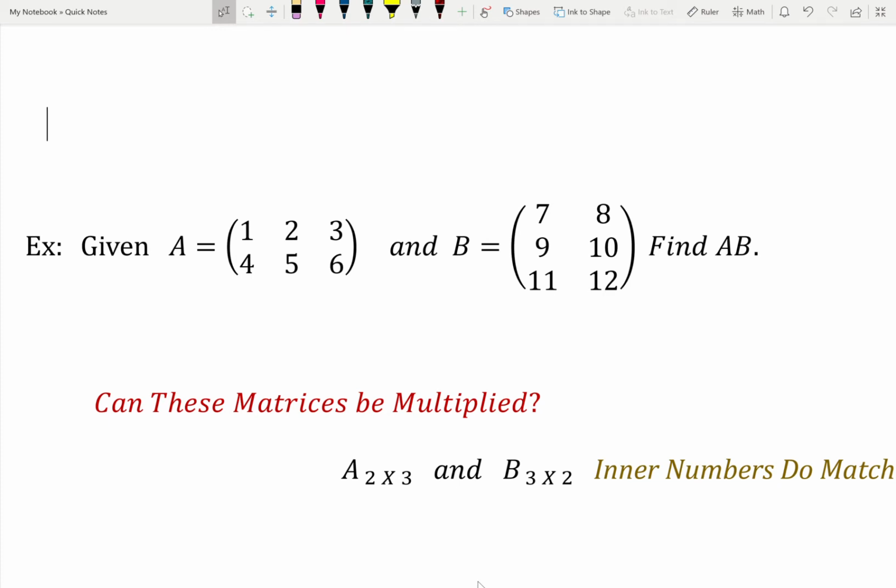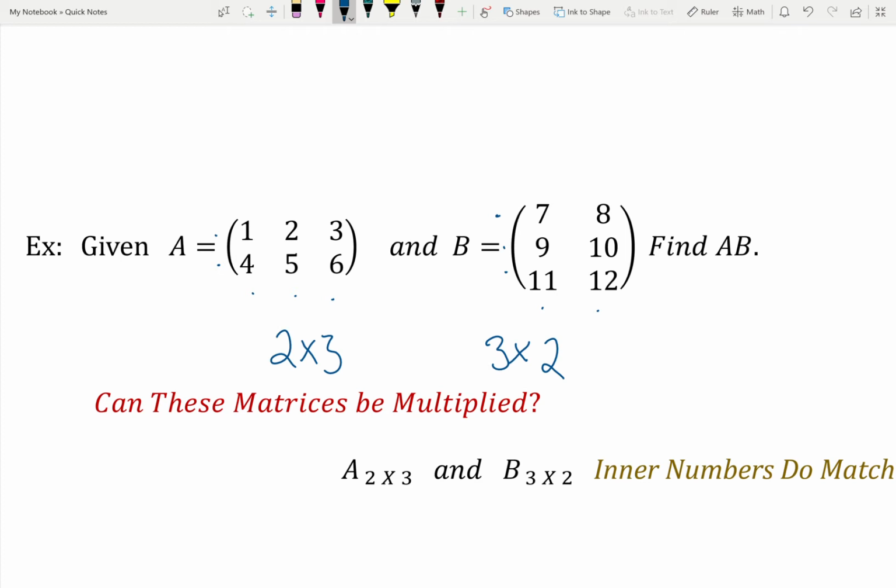Before we get started, the first thing you should probably do anytime you deal with matrices is label what their dimension is. So matrix A has 2 rows, 3 columns. So this guy's size or dimension is 2 by 3. This guy is 3 rows, 2 columns. So guess what? His size is 3 by 2. Remember, always rows before columns.